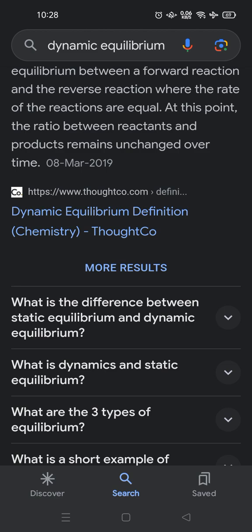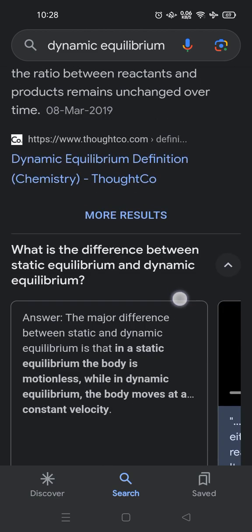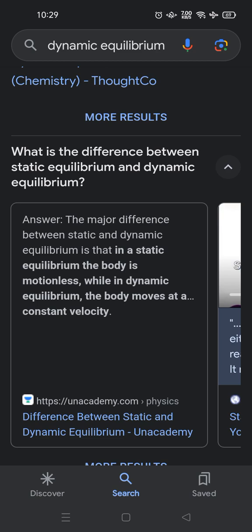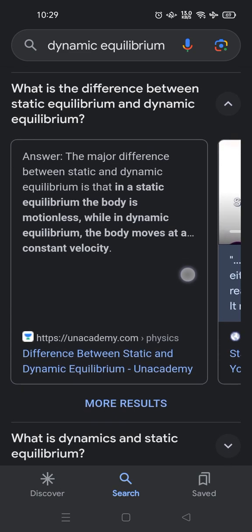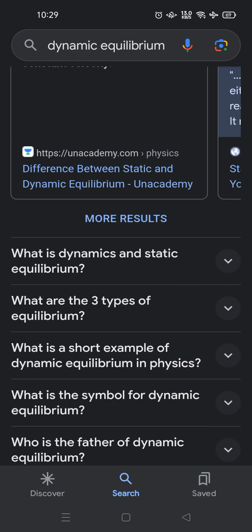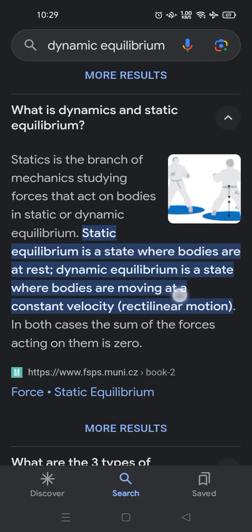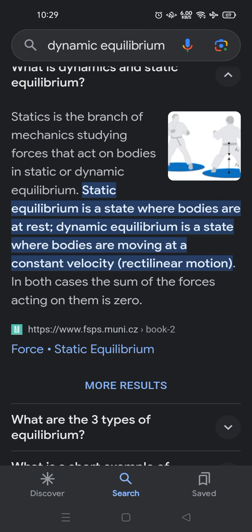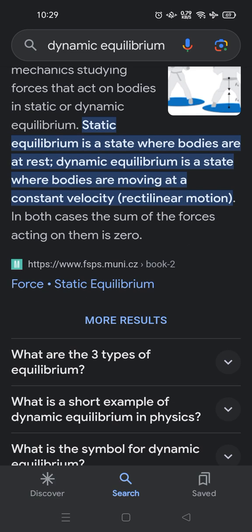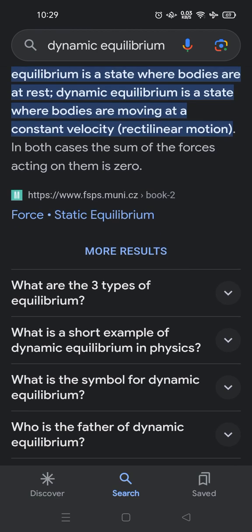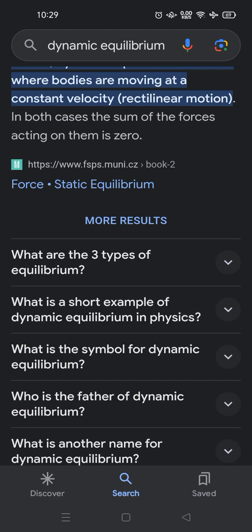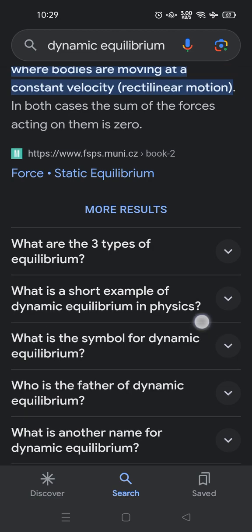What is the difference between static equilibrium and dynamic equilibrium? The major difference between static and dynamic equilibrium is that in a static equilibrium the body is motionless, while in dynamic equilibrium the body moves at a constant velocity. What is dynamics and static equilibrium? Statics is the branch of mechanics studying forces that act on bodies in static or dynamic equilibrium. Static equilibrium is a state where bodies are at rest. Dynamic equilibrium is a state where bodies are moving at a constant velocity, rectilinear motion. In both cases, the sum of the forces acting on them is zero.